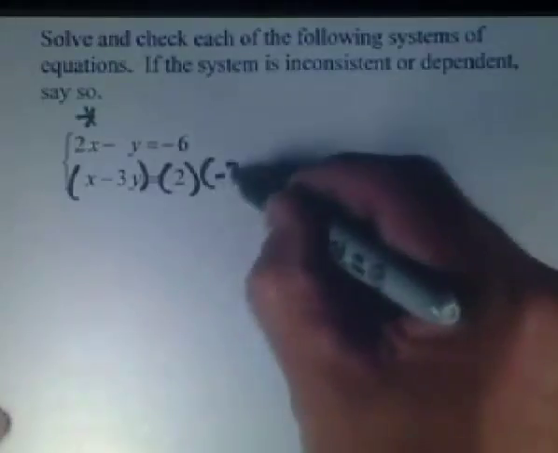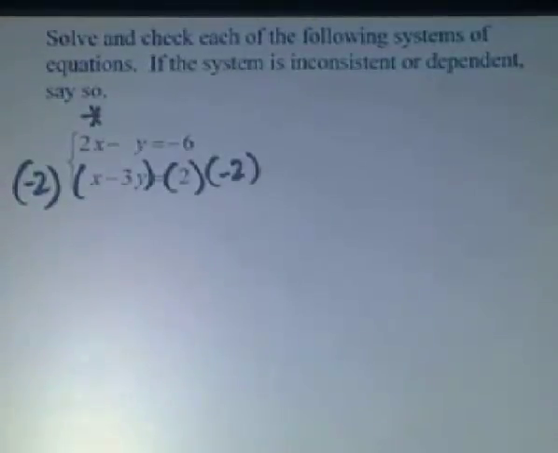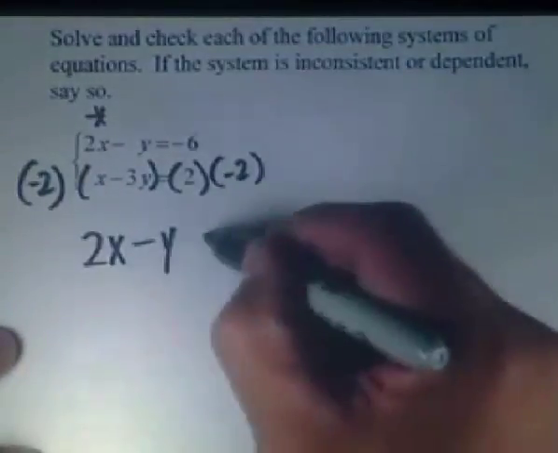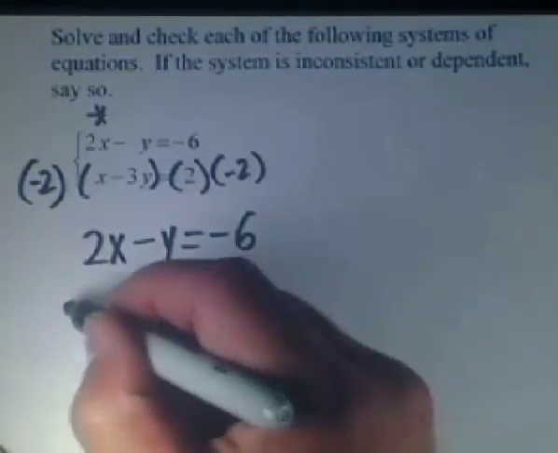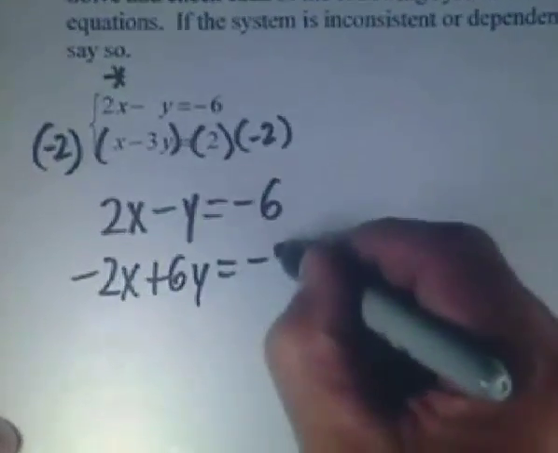So we'll take the negative 2, and we'll multiply both sides of the equation by that negative 2. Now, we leave the first equation alone. 2x minus y equals negative 6. That does not change. It's the second equation that's changed here. We end up with negative 2x plus 6y equals negative 4.